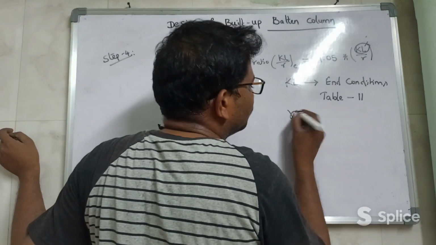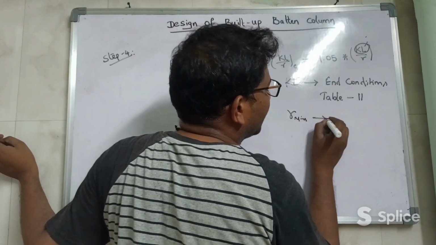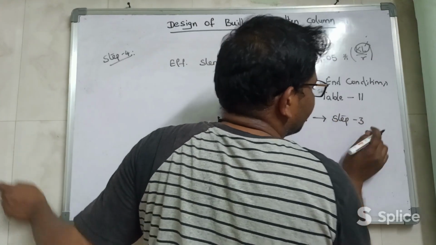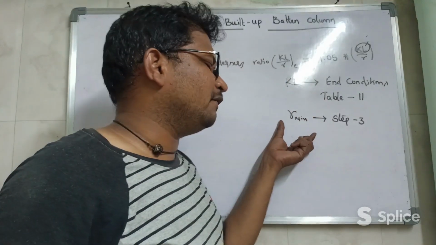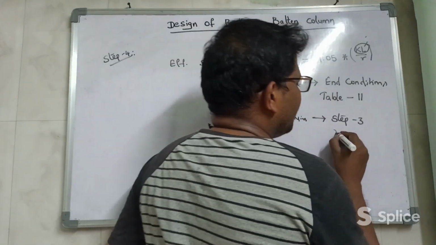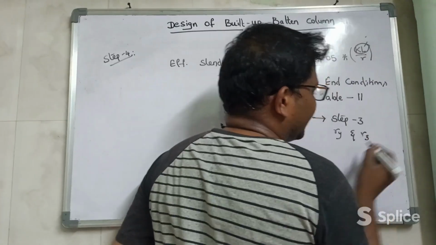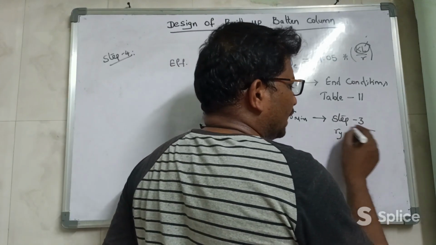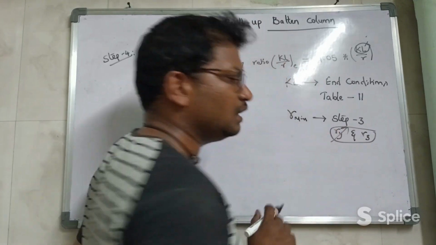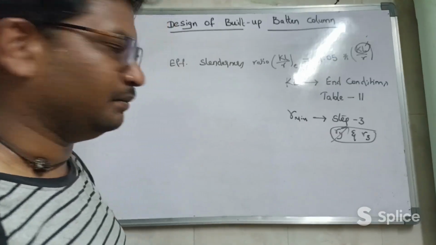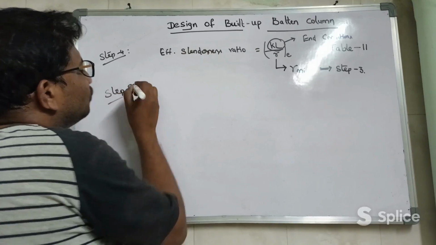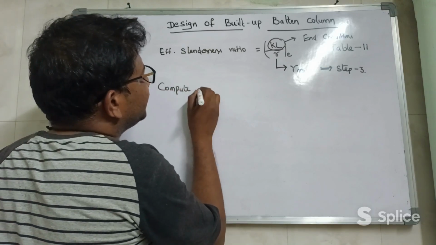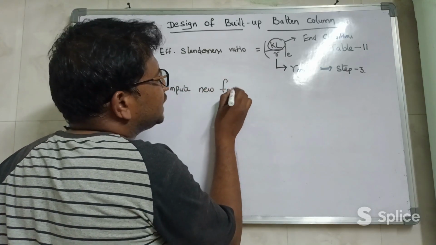Next, R value. This R minimum value can be obtained from step number 3. If you have RY and RZ value from IS handbook number 1, the lower value will be R minimum. With this slenderness ratio, you need to compute new FCD value.